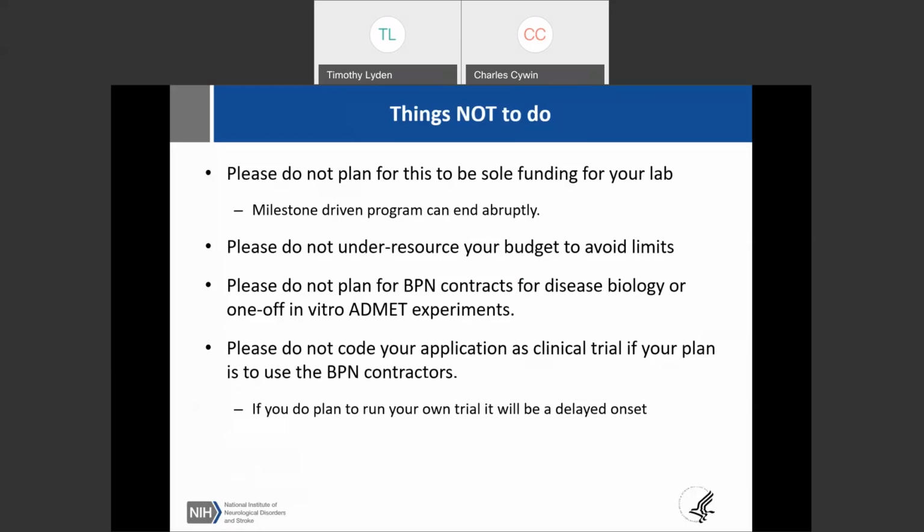Do not code your application as a clinical trial if you plan to use the BPN contractors to do the clinical trial.